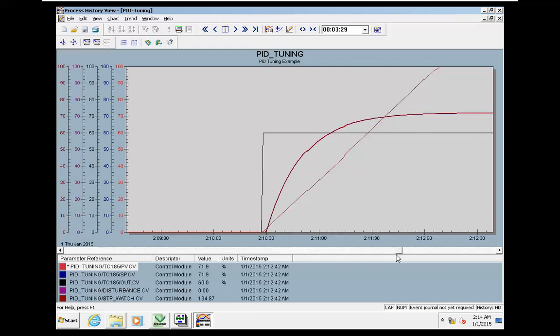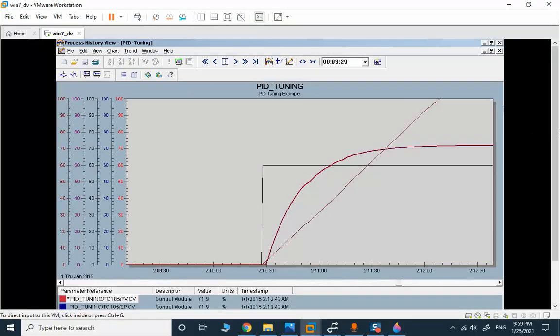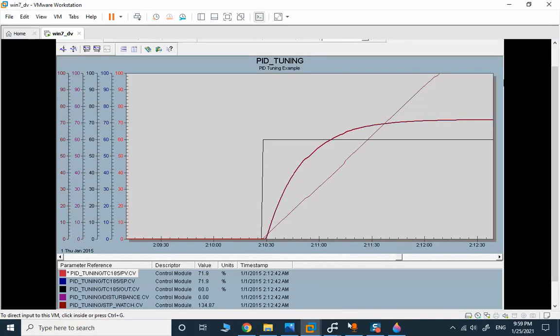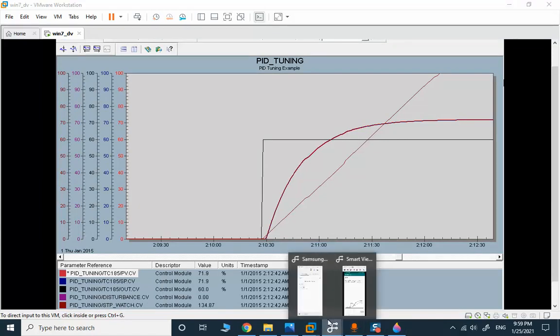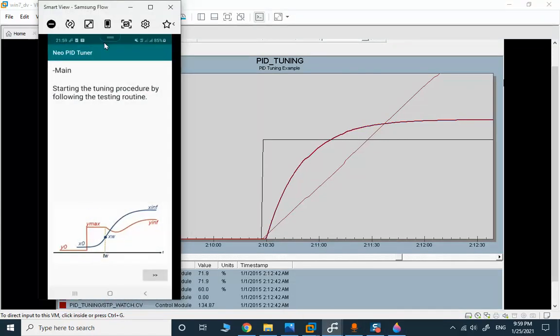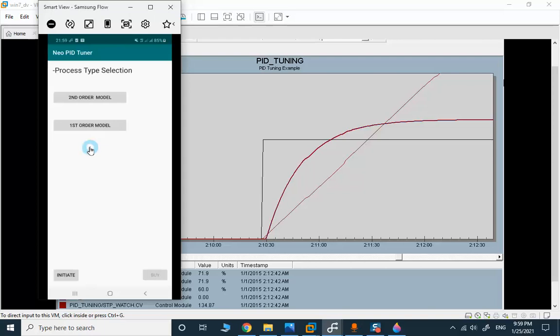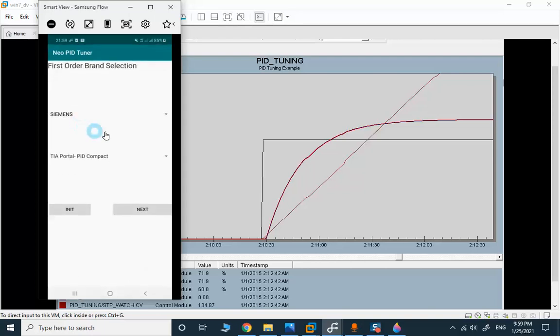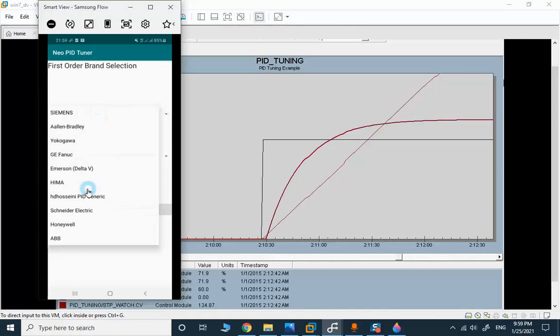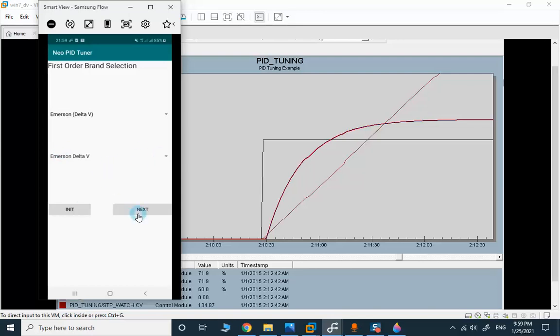The data is gathered, and we need to fill the data into the application. The first data is, let me bring the application here. This is the Neo PID Tuner for Android application, Android devices. First, you need to check the license validity, and we select the first order model from manufacturer. We select Emerson DeltaV, and DeltaV is the platform.